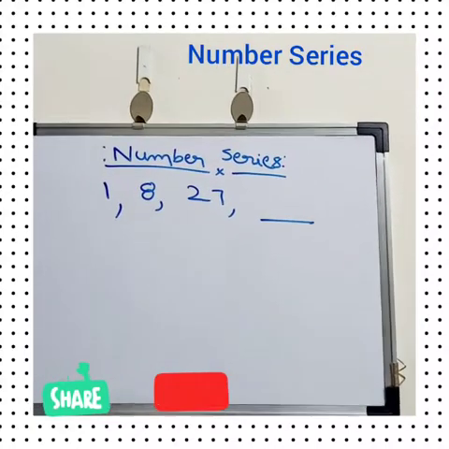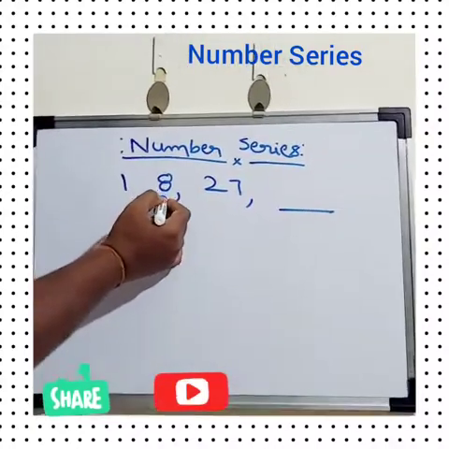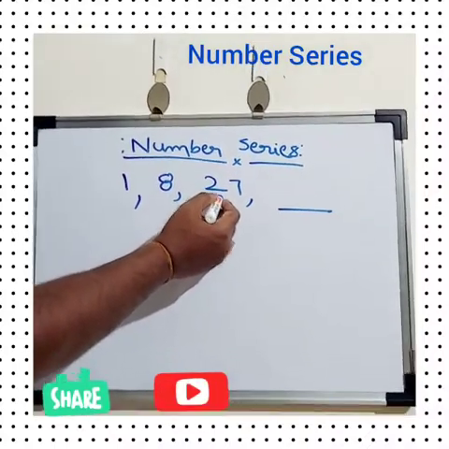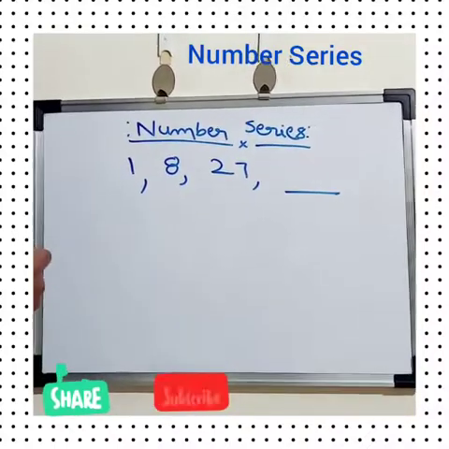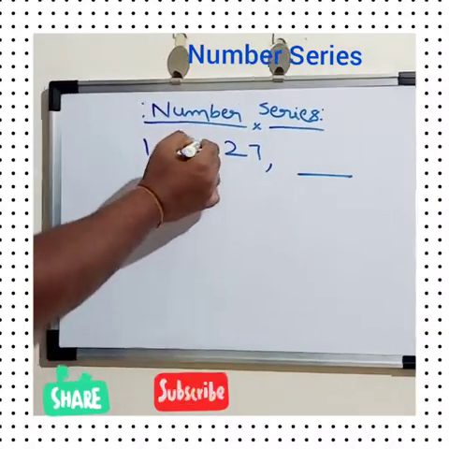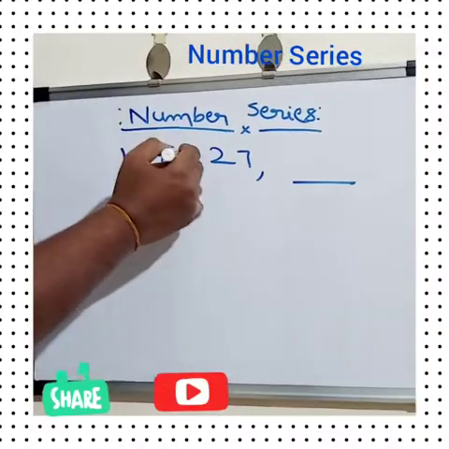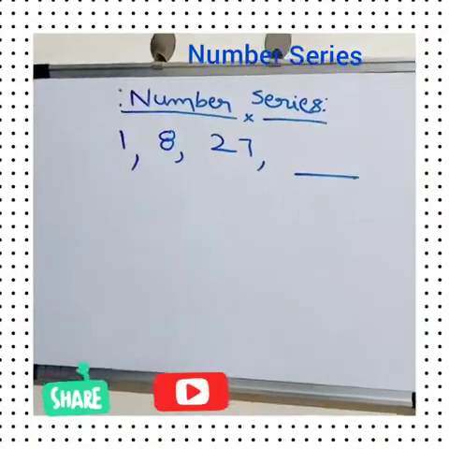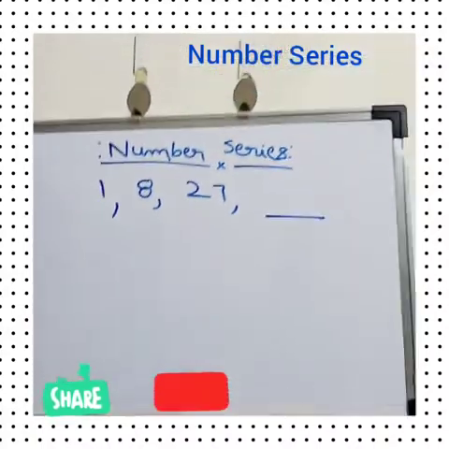The first number is given as 1, the second number is 8, and the third number is 27. We need to find the next number. Here, if you see, the difference is 7, and here the difference is 19. So the logic is not matching, and we need to think another way.